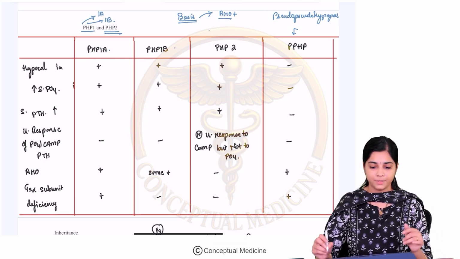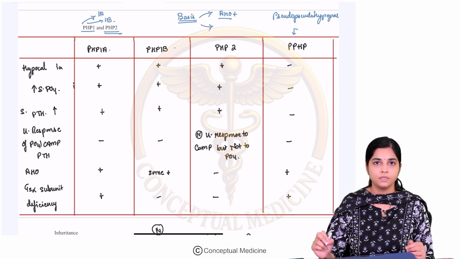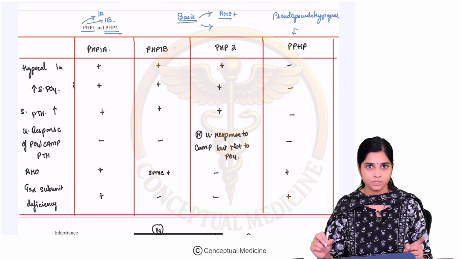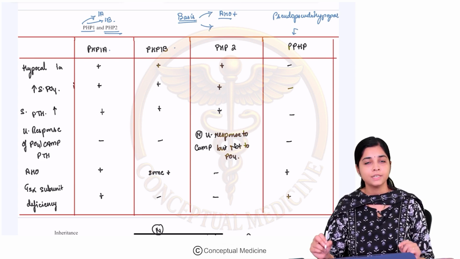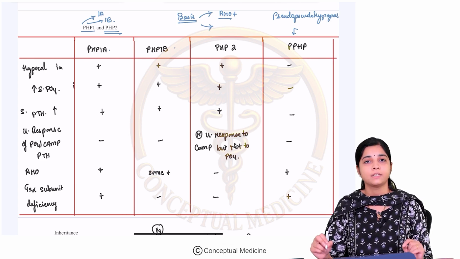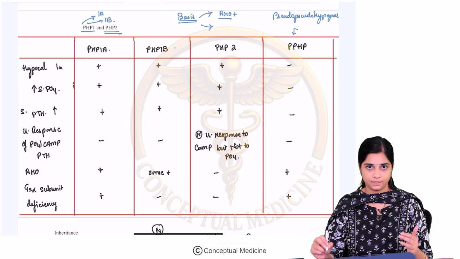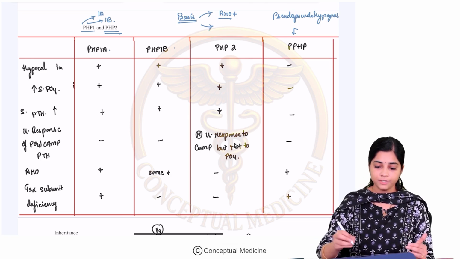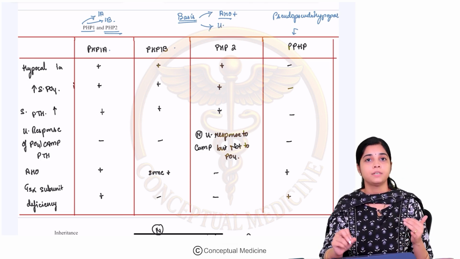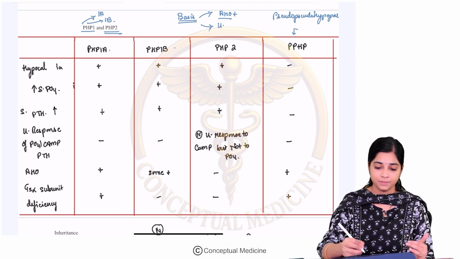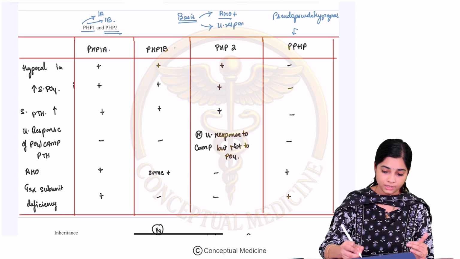So, whether this is present or not. Second, what is the function of PTH? PTH acts on the kidney and causes increased urinary excretion of phosphate. Correct? So, what we should be expecting is that we look for the biochemical evidence or the urinary response of PTH.